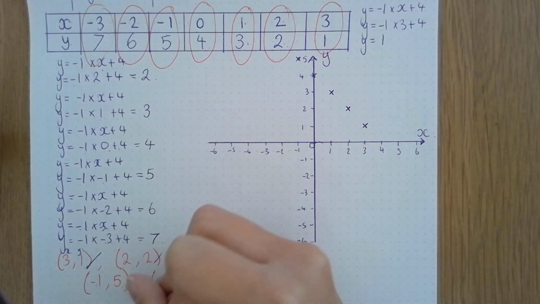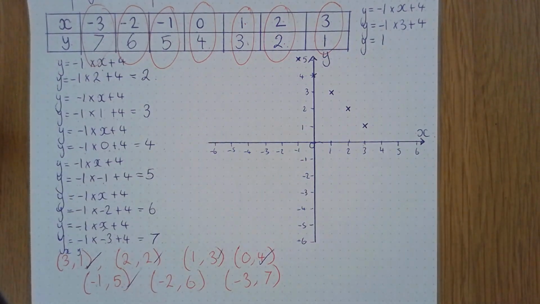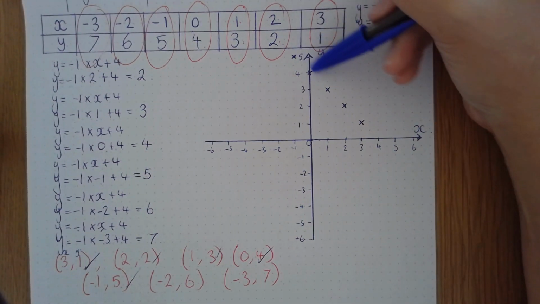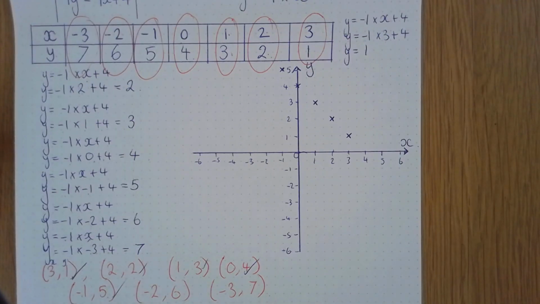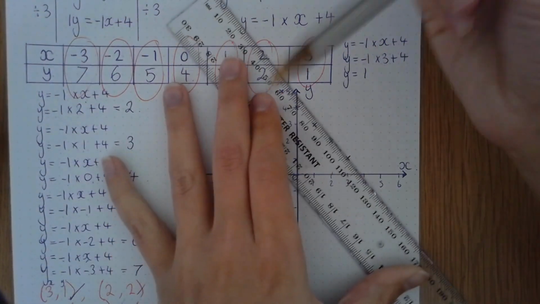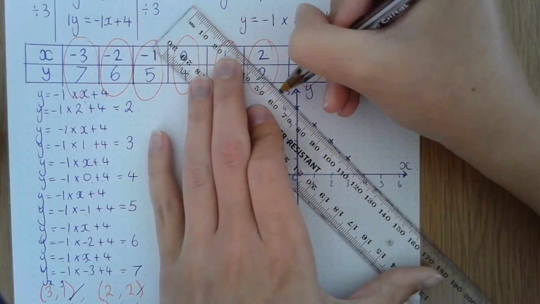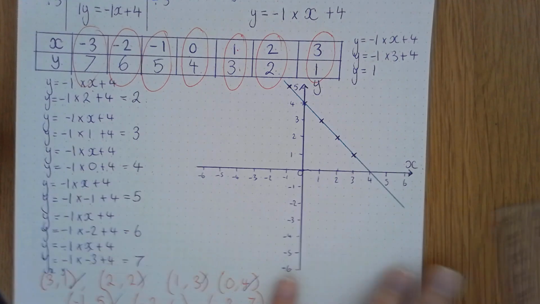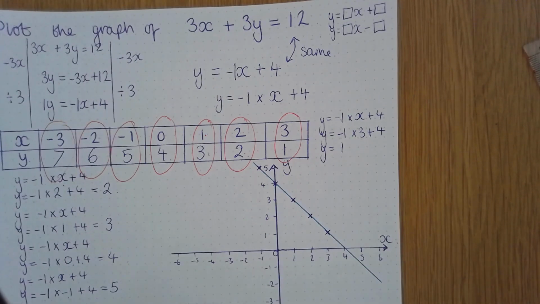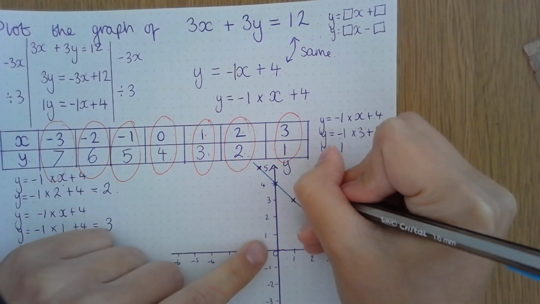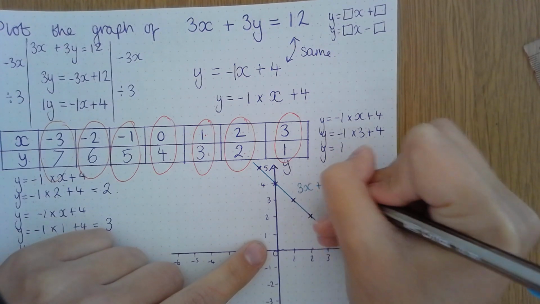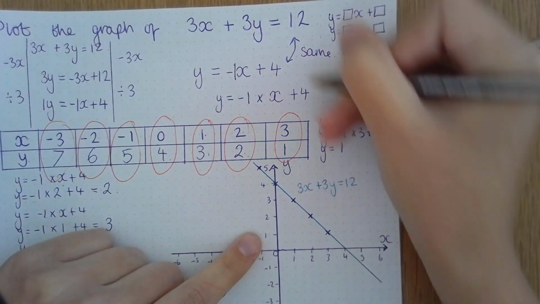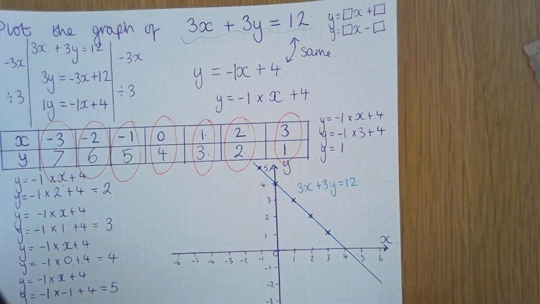And then we won't be able to fit the rest of these on, but that doesn't matter because we can see that they're creating a straight line. So I'm just going to draw that straight line in. Okay, and remember our last step, I'm just going to say, well, that is the line 3x plus 3y equals 12, because that's what they gave us at the beginning.